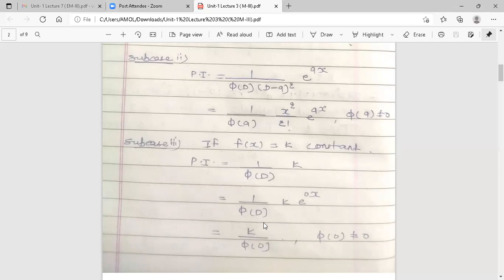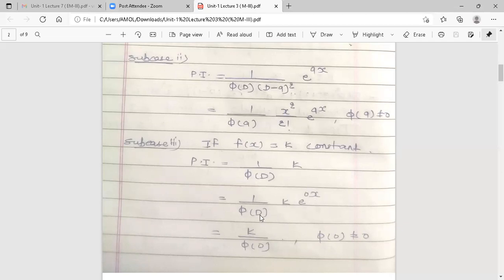Why we are replacing D by 0? Because when there is a constant function, then in that case, we assume here e to the power 0x. The value of e to the power 0x is 1. So we can assume here e to the power 0x. And it is an exponential function. And the coefficient of x in the exponential function is 0.